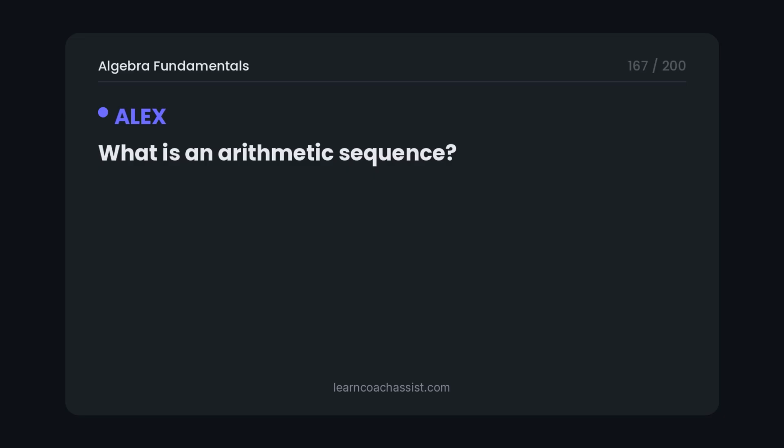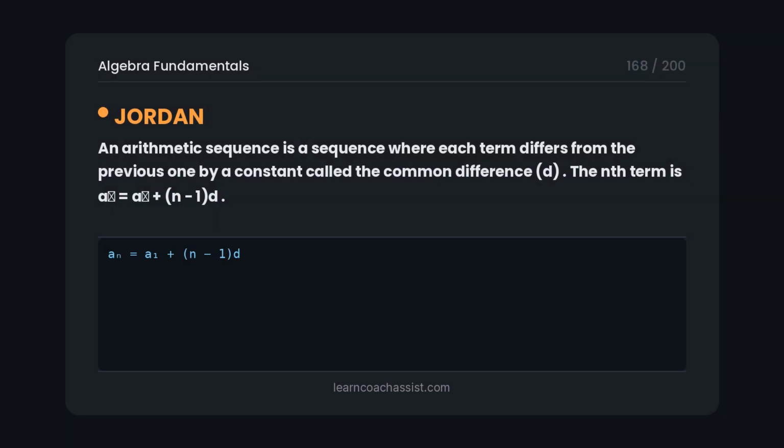What is an arithmetic sequence? An arithmetic sequence is a sequence where each term differs from the previous one by a constant called the common difference, d. The nth term is a_n equals a_1 plus (n-1)d.